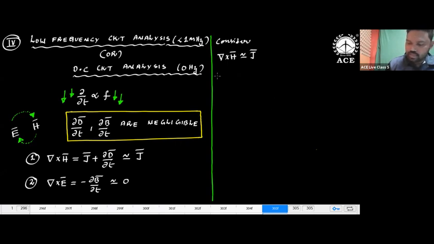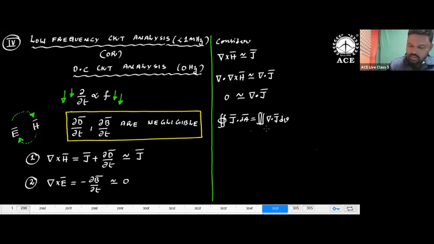Now I'll apply the divergence on both sides. What happens? Divergence of curl of H is equal to divergence of J. The divergence of a curl of a vector is equal to 0. So 0 is equal to divergence of J. Or you can apply the divergence theorem. What is the divergence theorem? Closed surface integral of J dA is equal to volume integral of divergence of J dV. What is the divergence of J? Divergence of J is equal to 0. So it becomes closed surface integral of J dA is equal to 0. Keep this one aside.